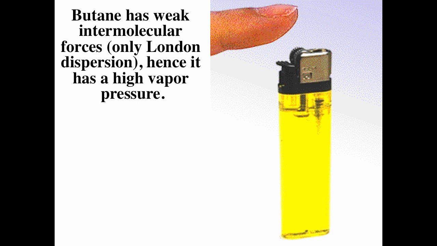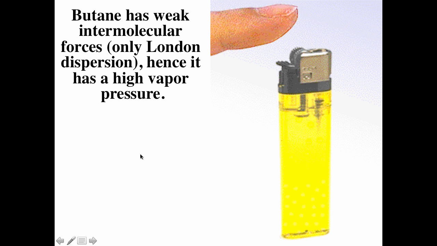But I mentioned that the vapor pressure is independent of the amount of liquid. Butane has weak intermolecular forces, only London dispersion, and so it has a relatively high vapor pressure of over 2 atmospheres. If your butane lighter is full, your butane will have a vapor pressure over 2 atmospheres. As the butane lighter gets less, you'll still have a vapor pressure of over 2 atmospheres.